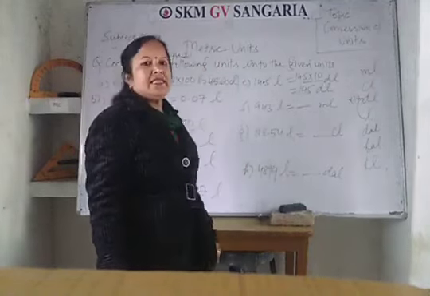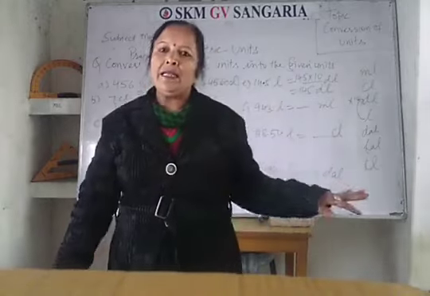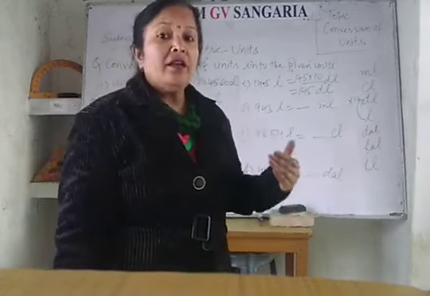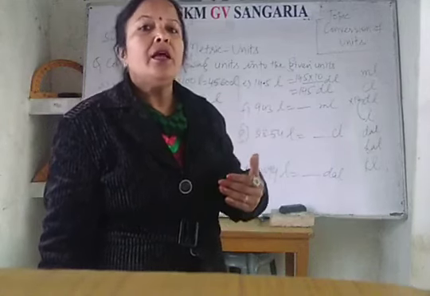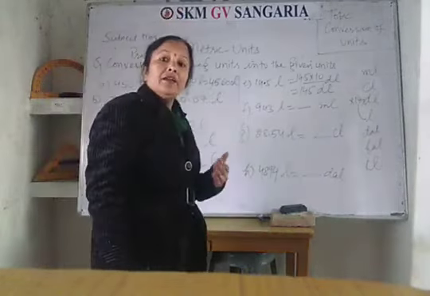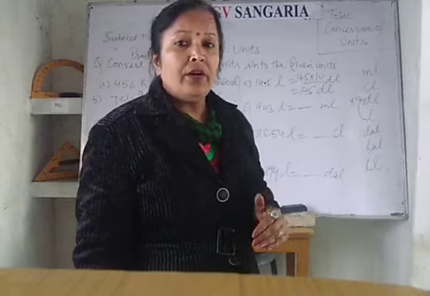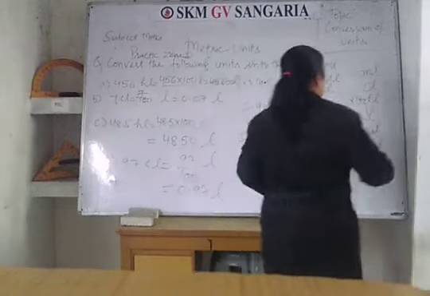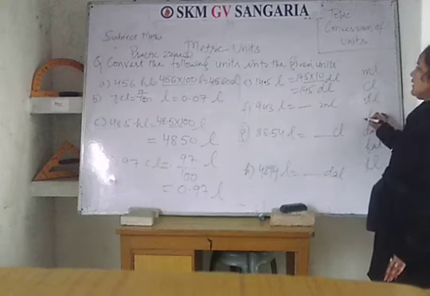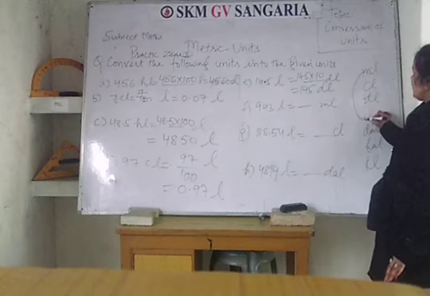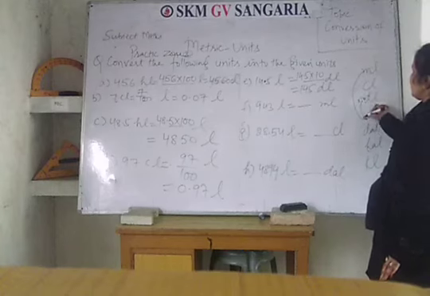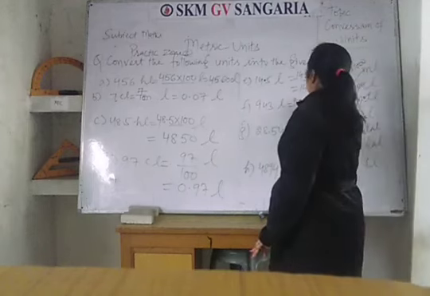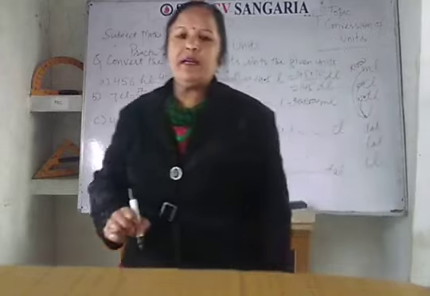Then 943 liter is equal to how many milliliter? Liters are greater than milliliter. When a greater unit is converted into a smaller unit, we multiply, and when a smaller unit is converted into a bigger unit, we divide. When liter is converted into deciliter, you multiply by 10. Into centiliter, you multiply by 100. Into milliliter, you multiply by 1000. So 943 will be multiplied by 1000 and the unit will be converted into milliliters.